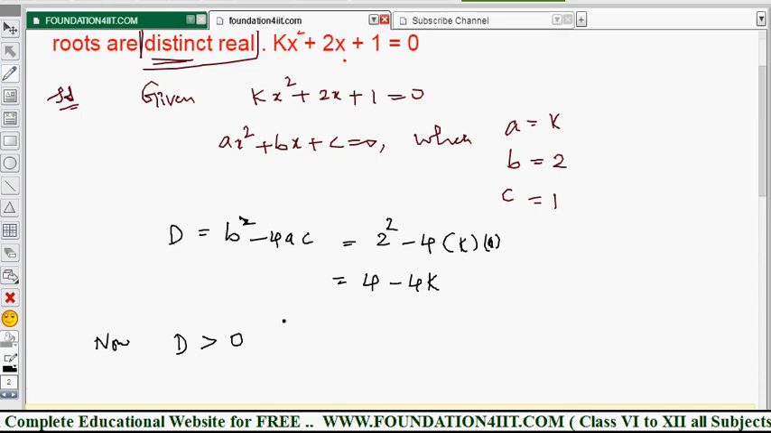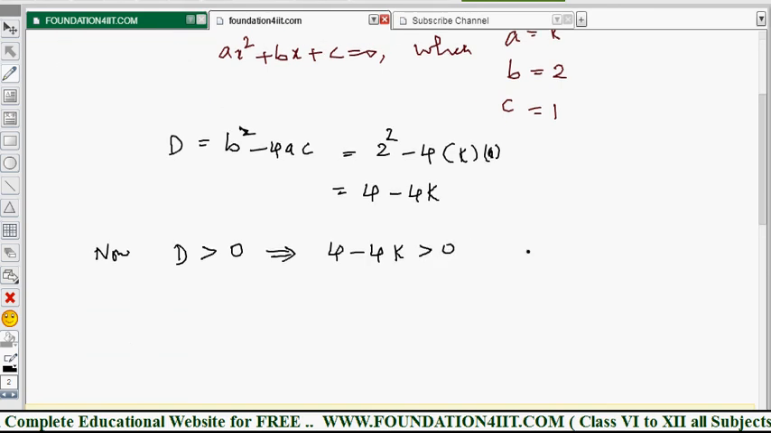Okay, if they mention only that roots are real, we'll take D greater than or equal to 0. If they mention roots are real and equal, just take D equal to 0. If they mention only distinct real roots, just take D greater than 0. That's important. So 4 minus 4k is greater than 0 because the roots are distinct real.